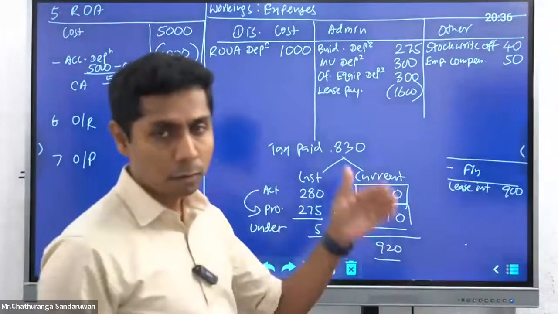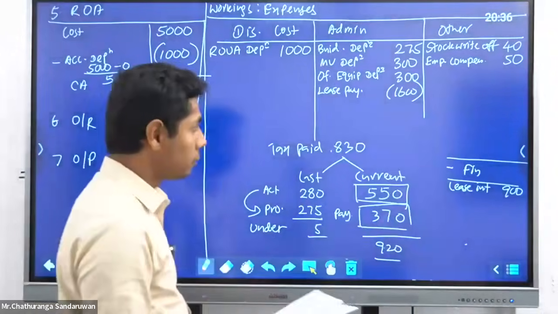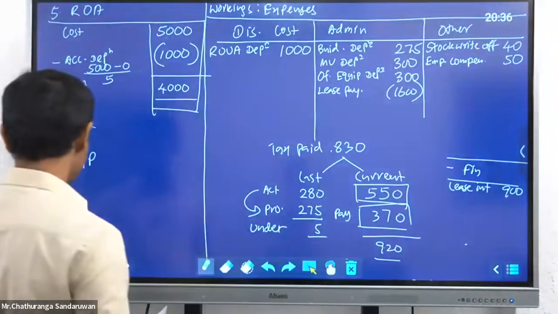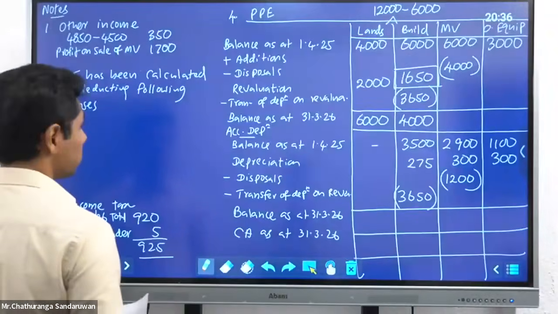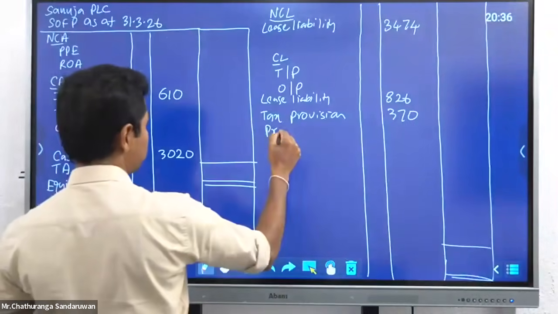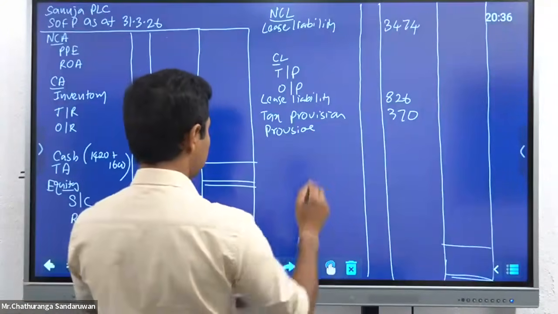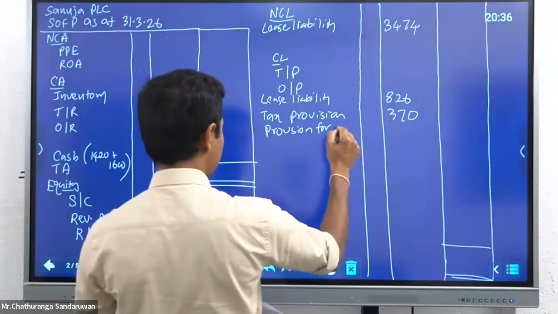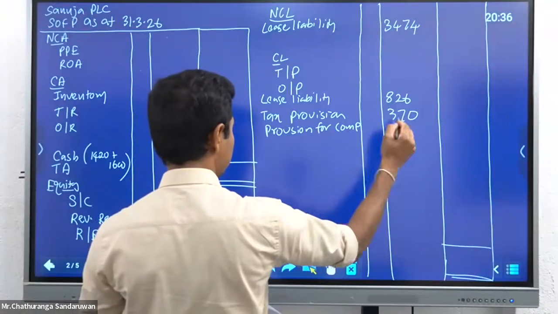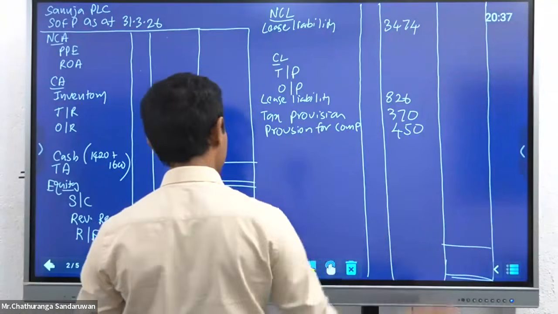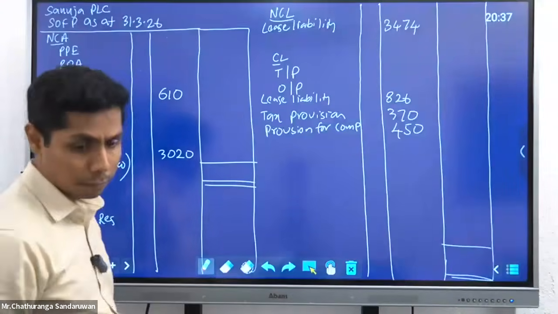Therefore provision is now 400 plus this 50, 450. Under current liabilities, provision for compensation 450. Provision for compensation 450.